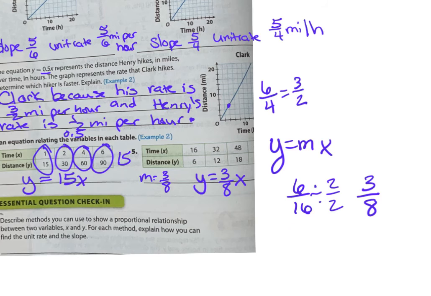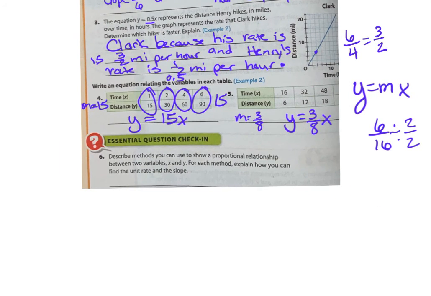Okay, and then question 6 says describe methods you can use to show proportional relationships between two variables, x and y. For each method, explain how you can find the unit rate and the slope. So we did a table right now, right? So table was one way. And then what gives us slope? If we look at our table, we took y over x. So y over x, and then simplify, right?